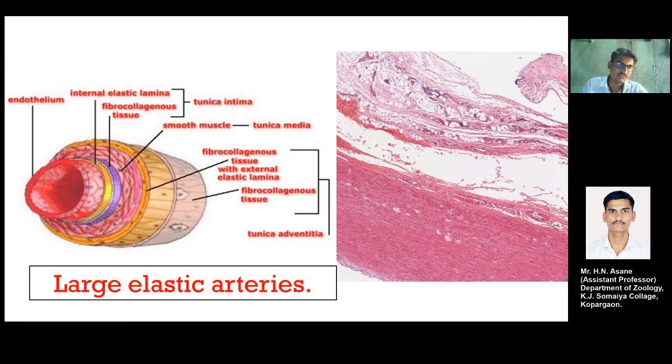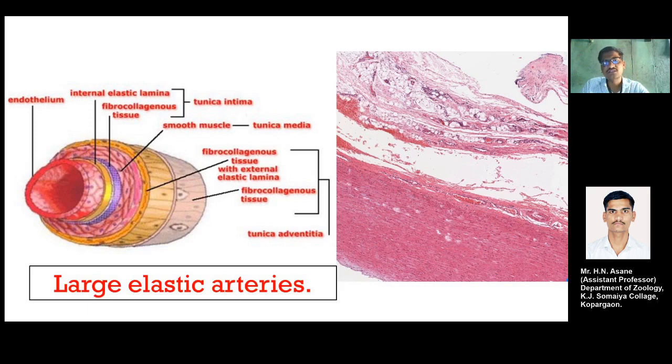You can see the endothelium, the innermost lining. Then there is the internal elastic lamina, which has fibrocollagenous tissues on it. So it is collectively called the tunica intima. Then the smooth muscles, which form the tunica media layer. Then the fibrocartilaginous tissues with the external elastic lamina are present over here, and that is collectively called the tunica adventitia, which is the outermost layer.